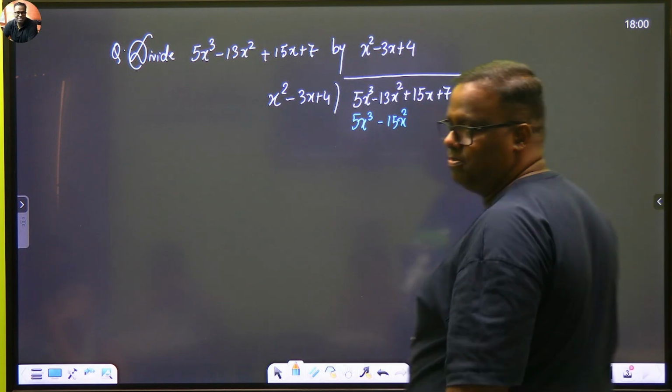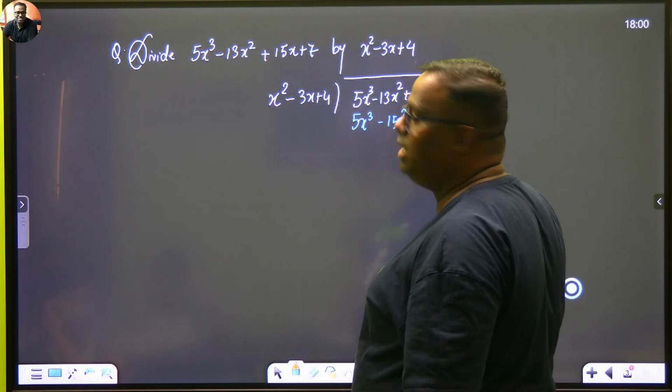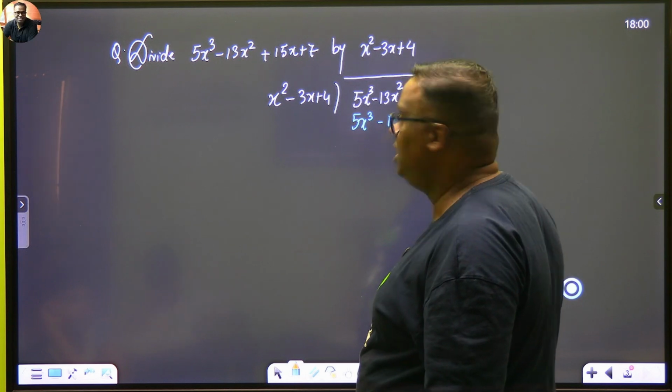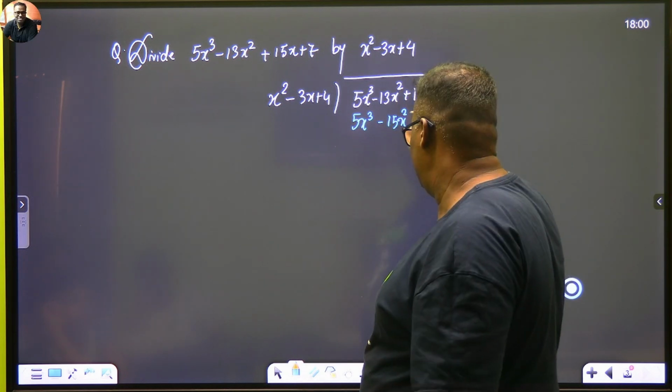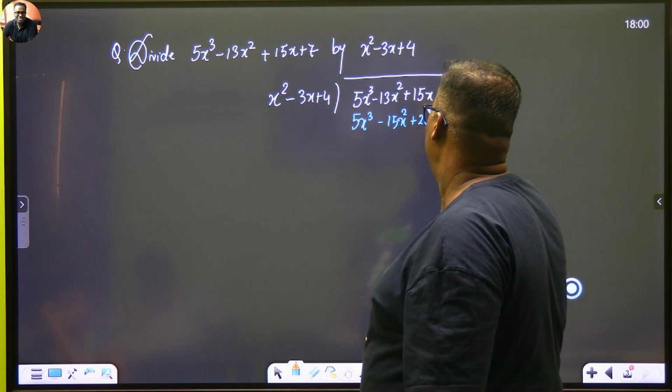Then the next, king's second wife, 4. 4 also will eat with 5. 4 into 5 is 20, 20x. Do we have an x term here? Yes. So this is plus 20x. So far we are done.